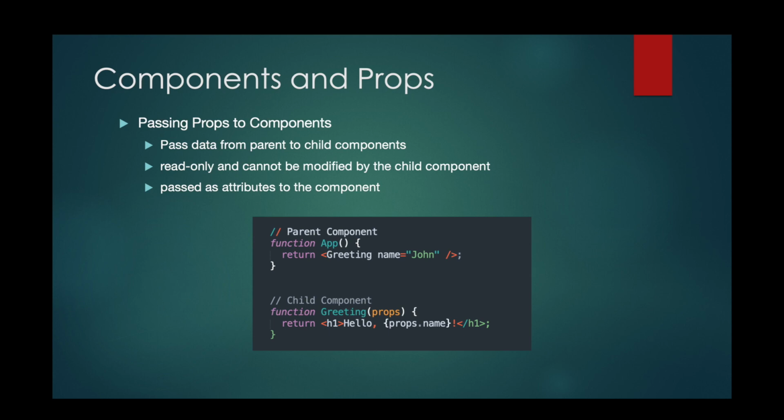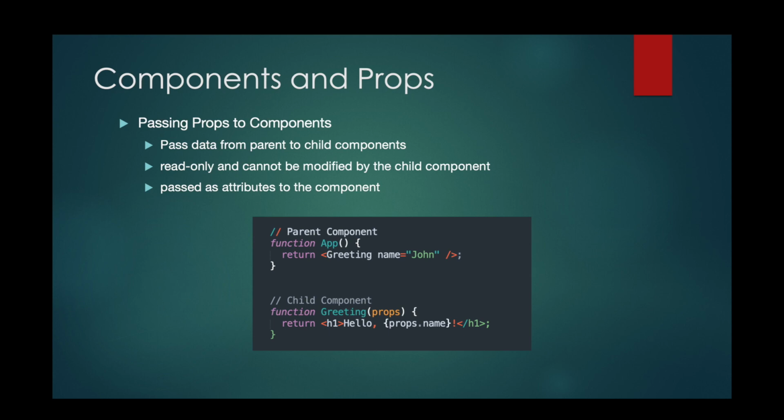In this example, you can probably see here the parent component, which is the App, passes the name prop to the child component using Greeting. The child component then uses this prop to display a personalized greeting.